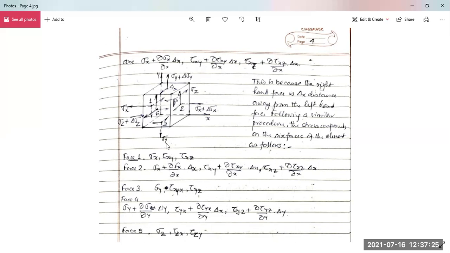Face 3, the bottom side: sigma y, tau xy, tau yz. Face 4, the top side: sigma y plus partial sigma y by partial y into delta y, tau xy plus partial tau xy by partial y into delta y, tau yz plus partial tau yz by partial y into delta y. Face 6, 5, the rearmost plane, that is sigma z, tau zx, tau zy.